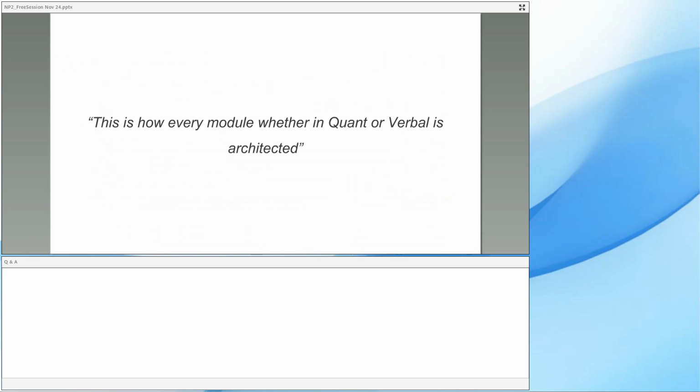And this is how every module is architected, where you have a set of concept files with feedback, a set of application files, a set of practice files, and then carefully chosen official guide questions right then and there.